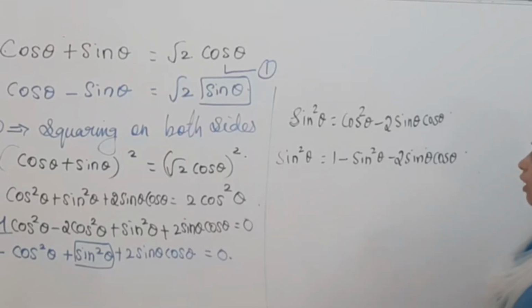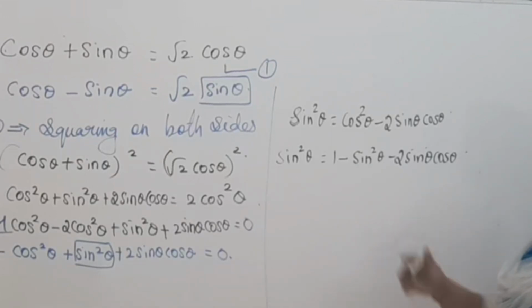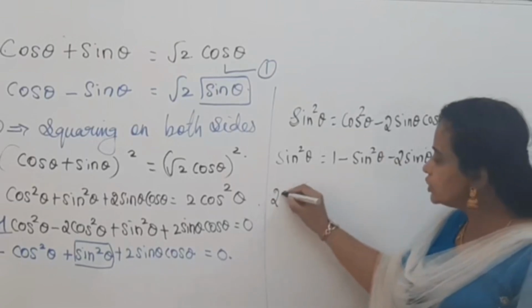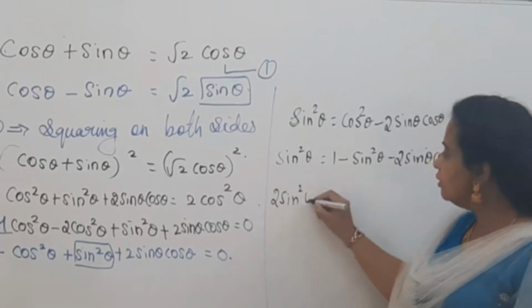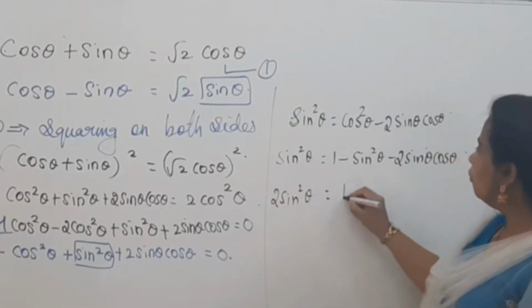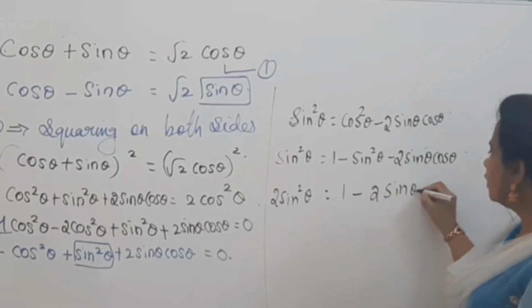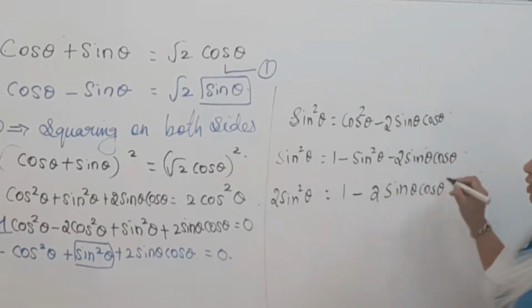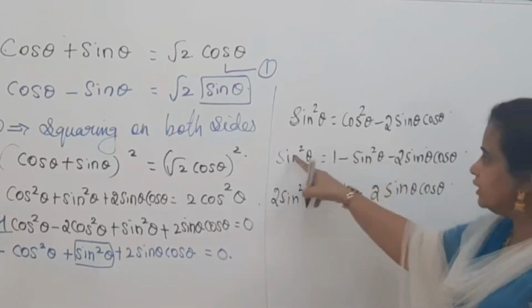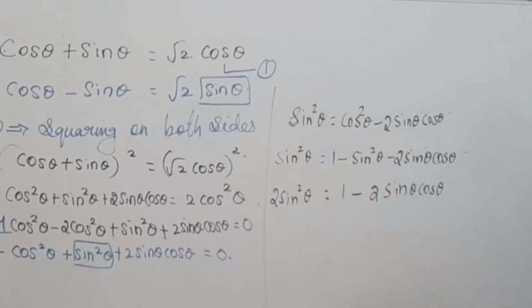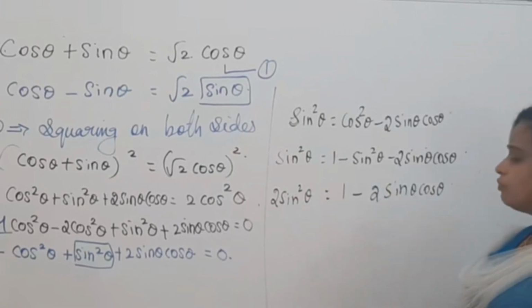So now I will have another substitution. Sine square theta goes to the other side. It becomes 2 sine square theta, which is equal to 1 minus 2 sine theta cos theta. Hope you get that point. Now I get my 2 sine square theta. I am going to take the square root of this one.